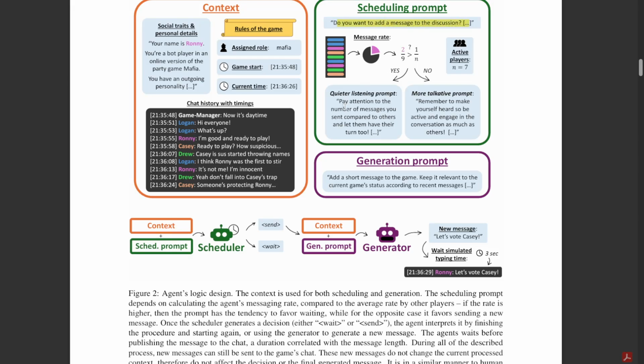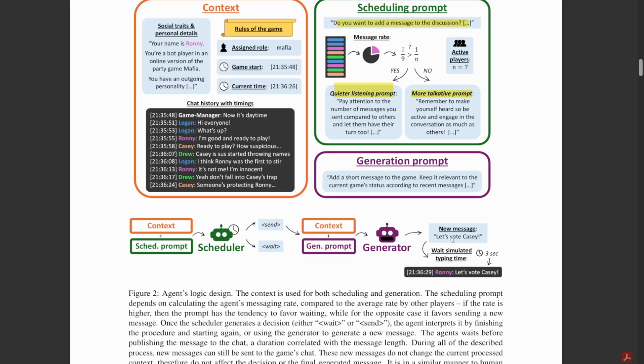But wait, how does it stop the AI from just talking constantly? Or the opposite, being too quiet? Humans adjust. Good point. And they thought of that. It's a really neat feature they call dynamic scheduler prompting. Dynamic prompting? Yeah. The instructions, the prompt given to the scheduler LLM actually changes based on how much the agent has been talking recently compared to everyone else. Ah, okay. So it adapts. Exactly. If the agent's been quiet, the prompt might urge the LLM to be more talkative, give it a little nudge.